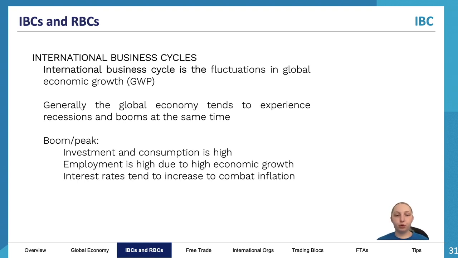So a boom or a peak, so that's the highest point or like a relatively high point in GWP, is when investment and consumption worldwide is high. People are spending a lot of money, there's a lot of imports and exports going between economies. Employment is high due to high economic growth, and your interest rates also tend to increase to combat inflation. With interest rates and inflation, don't stress yourself too much about that now. In topic 3, you do a whole thing, and topic 4 about inflation and interest rates. So don't stress if you don't understand why that happens just yet.